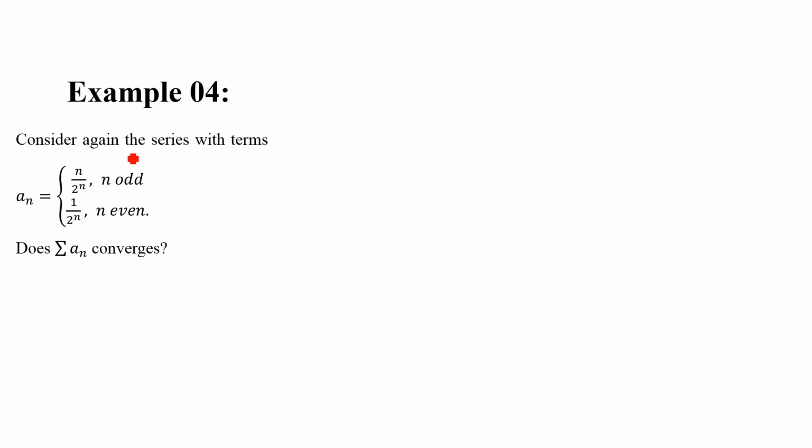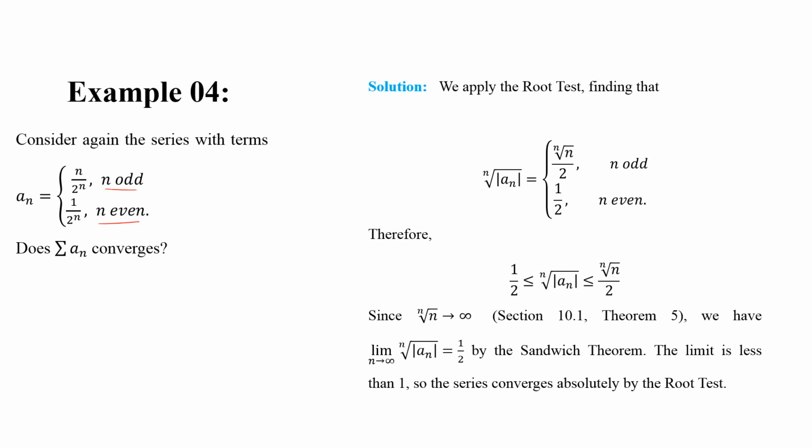Okay, next, consider again the series with terms n over 2 to the power n when n is odd, and 1 over 2 to the power n when n is even. So we have to check whether this series is convergent or divergent. So we are going to apply the root test. For the root test, we take the nth root of the absolute value of these terms. We have the nth root of n, over 2, when n is odd, and 1 over 2 when n is even. So what does this mean? The nth root of this lies between this and this.